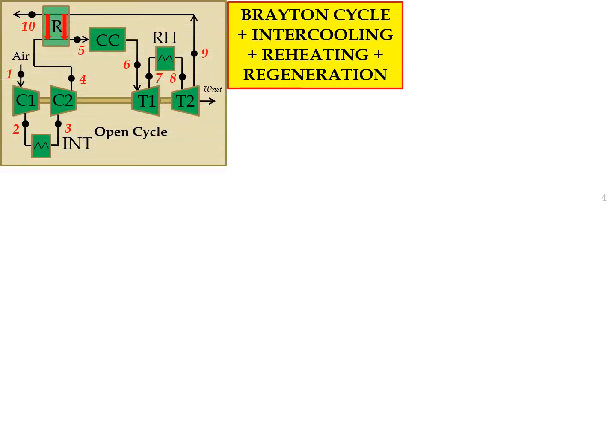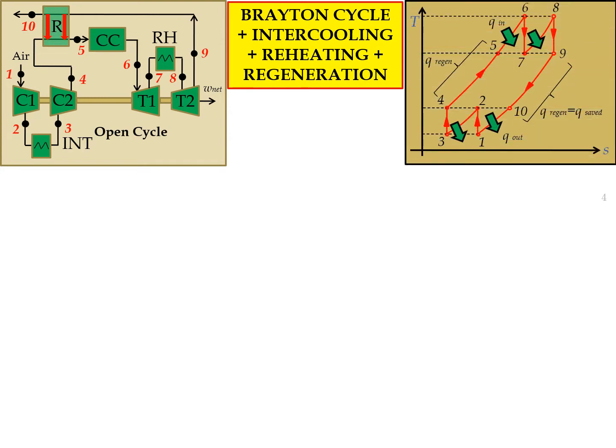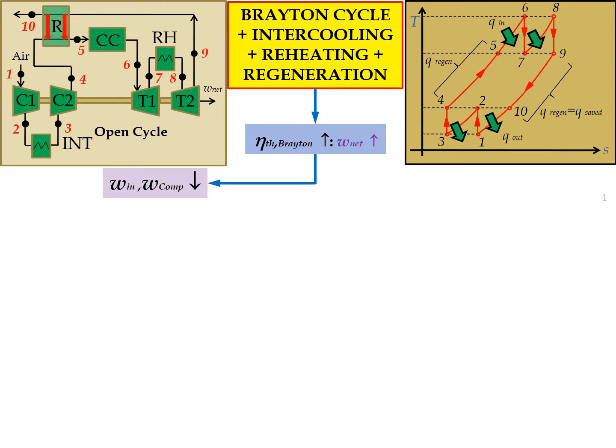So this is an actual diagram of the Brayton cycle with intercooling, reheating and regeneration, a simplified one. And this is the TS diagram of the actual open cycle, on your left hand side. As I already mentioned, we can increase the efficiency of the Brayton cycle by increasing the net work, and there are two ways to do so.